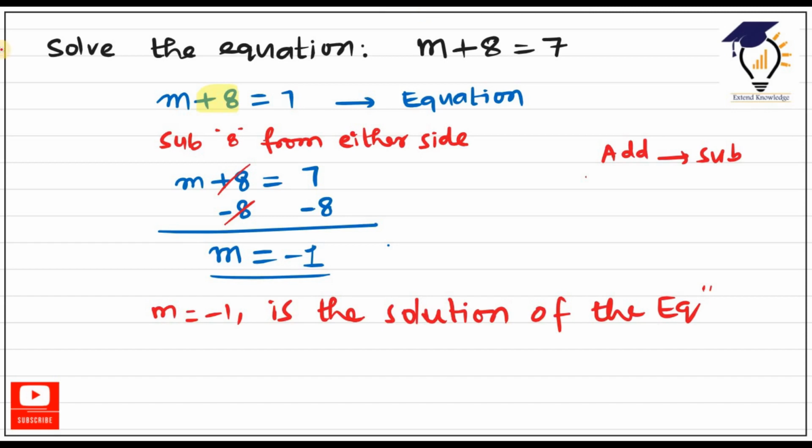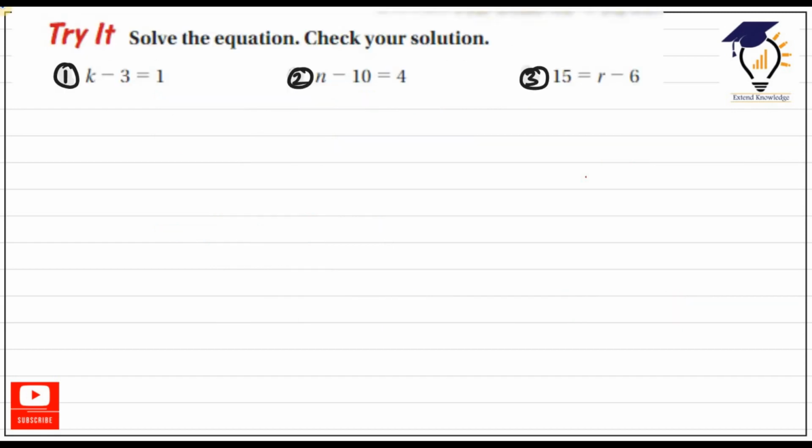Let's have some practice on this. Solve the equations and check your solution. We can even check whether the answer is correct or not. I'll show you one. Here k minus 3 is equal to 1 is the given equation, where negative 3 is there. So we have to take the opposite operation of this subtraction. I have to add 3 on both sides.